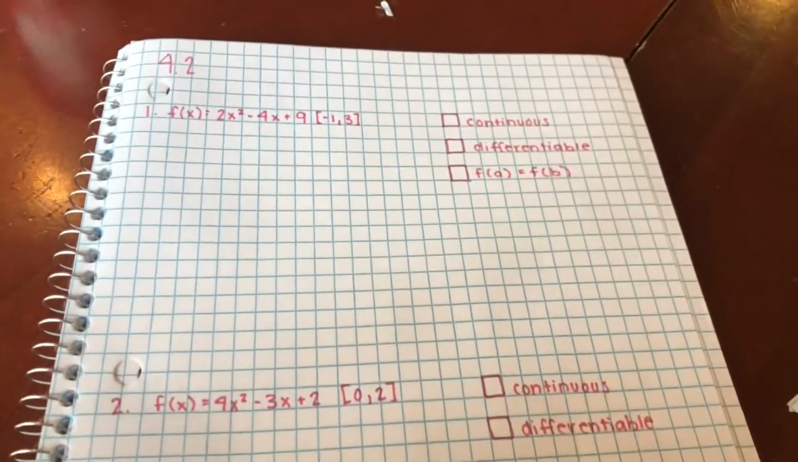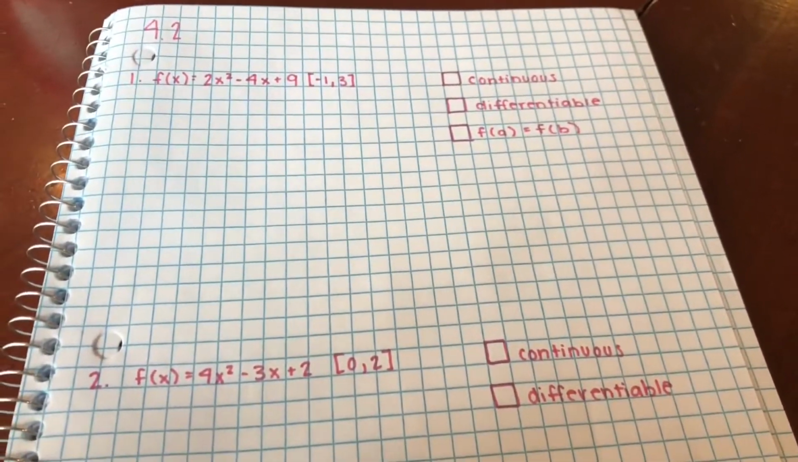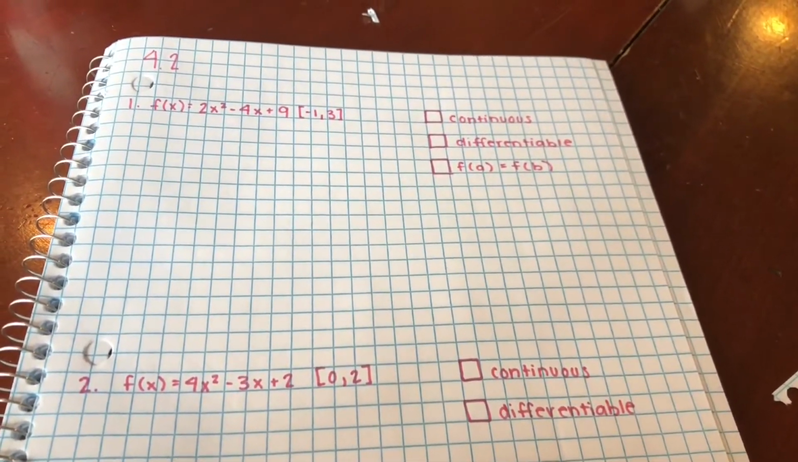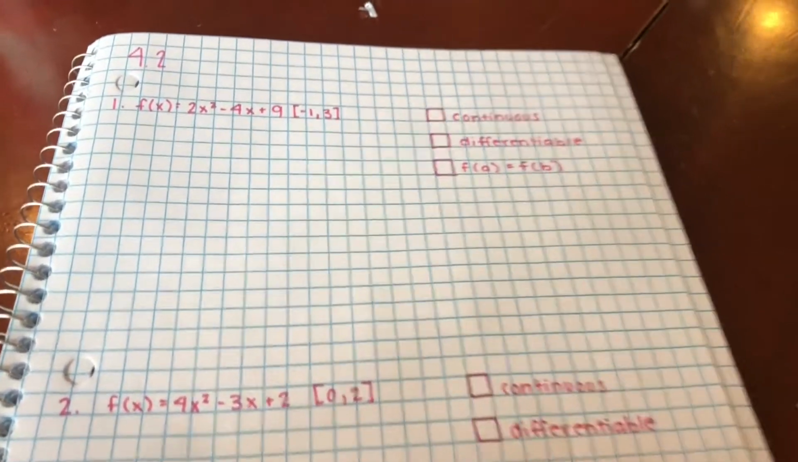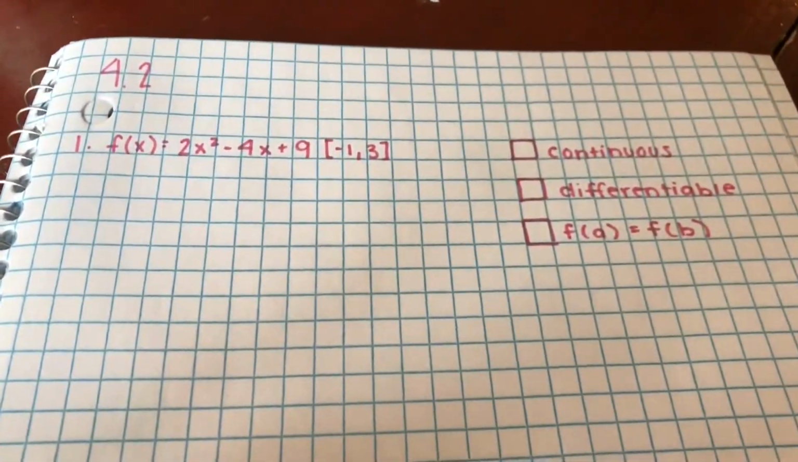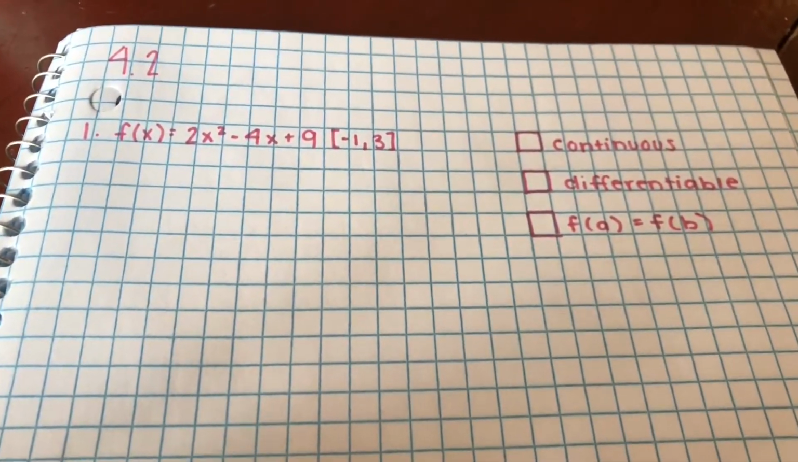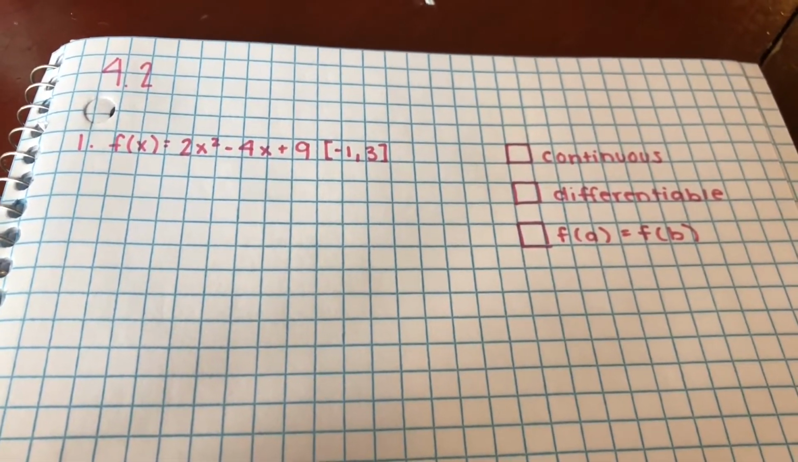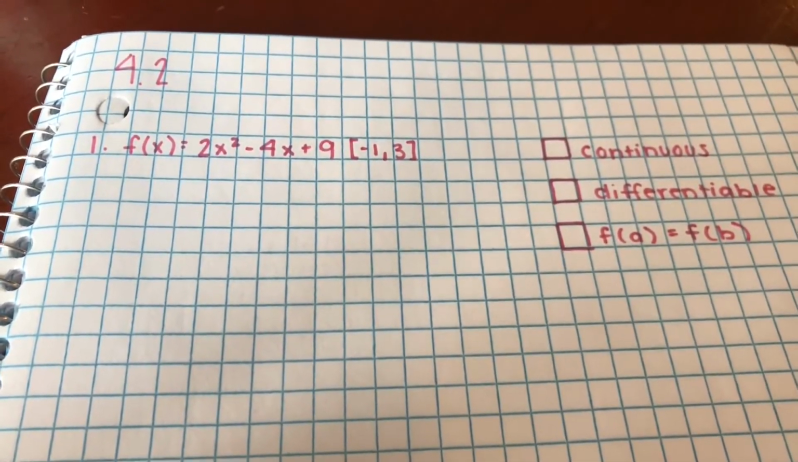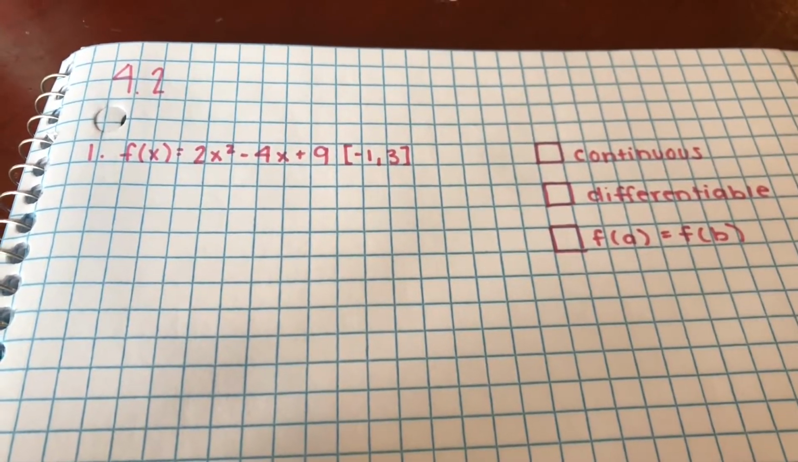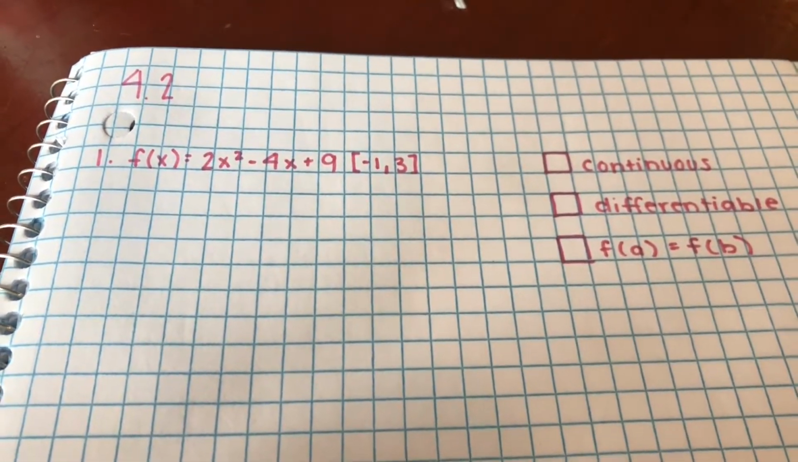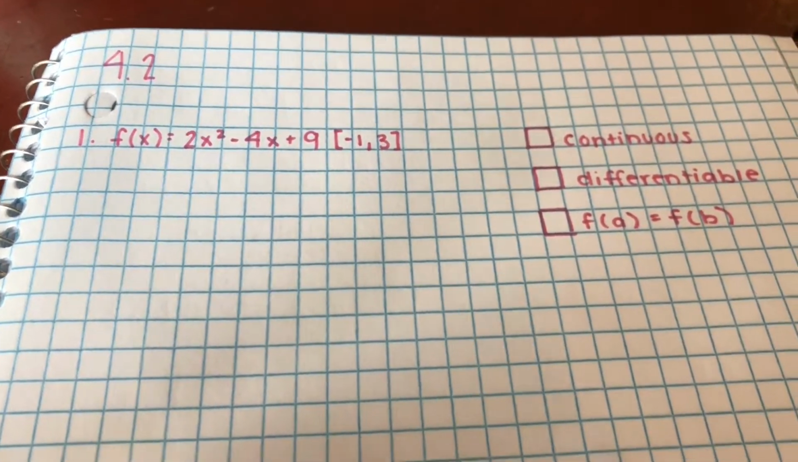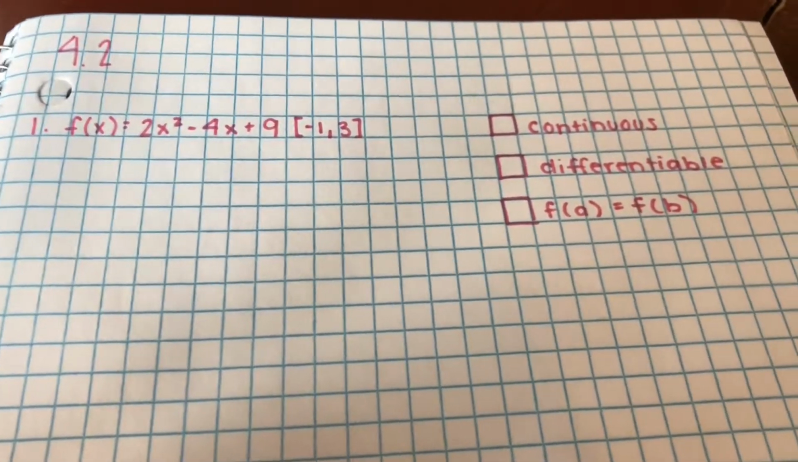So starting off with section 4.2, we're going to be dealing with two theorems within this section, Rolle's theorem and the mean value theorem. This first example is dealing with Rolle's theorem, and we're trying to find when velocity equals 0. We have our equation f of x equals 2x squared minus 4x plus 9 within the domain -1 to 3. In order to use Rolle's theorem, we need to meet 3 criteria.